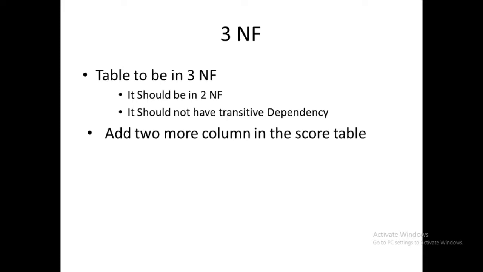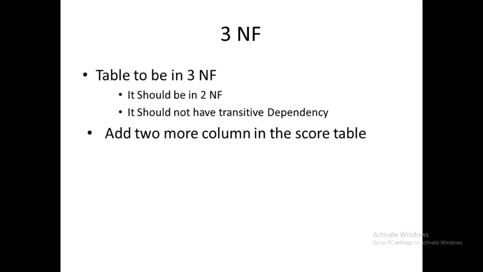The third normal form is a more adequate normal form than the first normal form and the second normal form. For a table to be in the third normal form, it should satisfy the following criteria. The first one, it should be in the second normal form, and the second one, it should not have a transitive dependency.